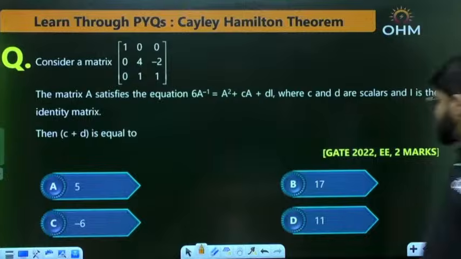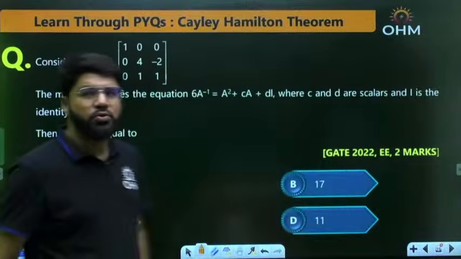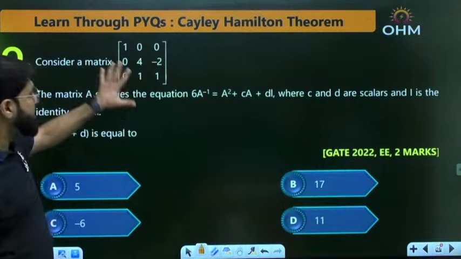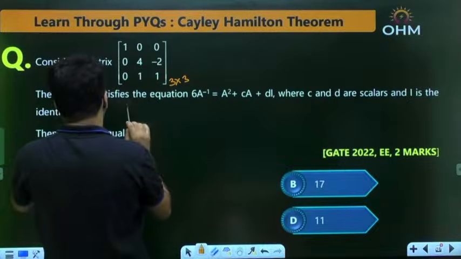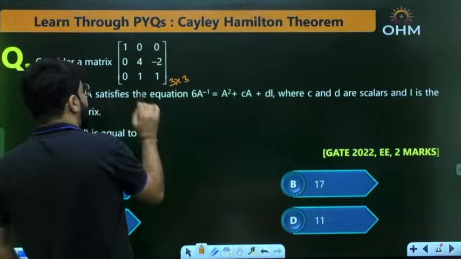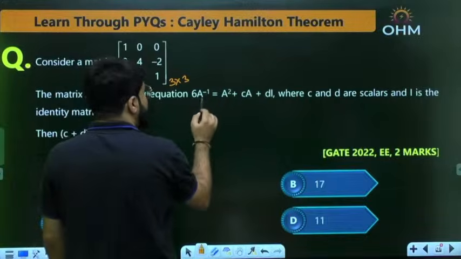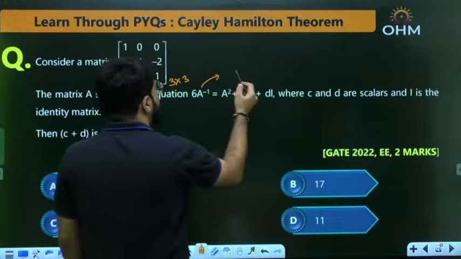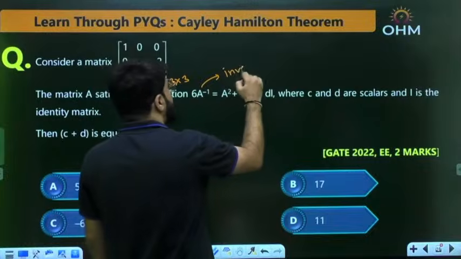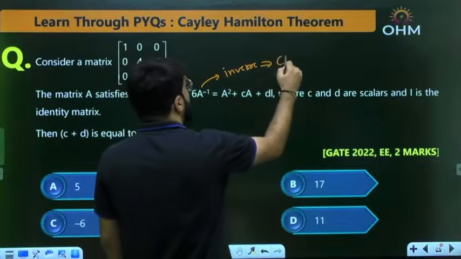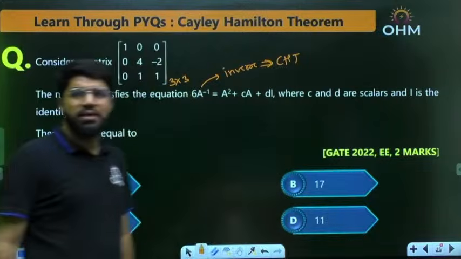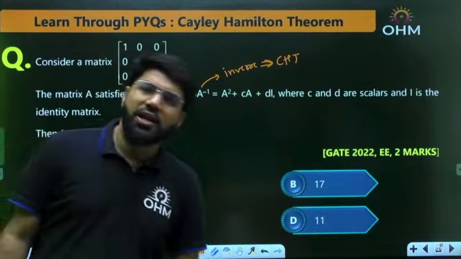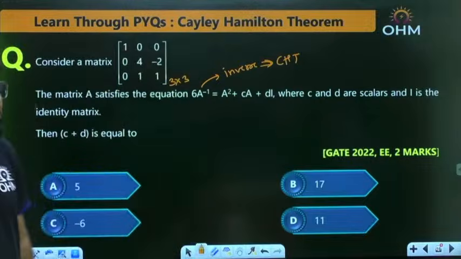So this is the matrix. Next question, GATE 2022 EE 2 marks question. Consider the 3 cross 3 matrix. Again, there is a 3 cross 3 matrix, and this matrix satisfies a relation. What relation? It is the relation of inverse. Inverse of the matrix again can be written in terms of A or A square using Cayley Hamilton. Higher powers of A or inverse, Cayley Hamilton theorem can anytime be used.